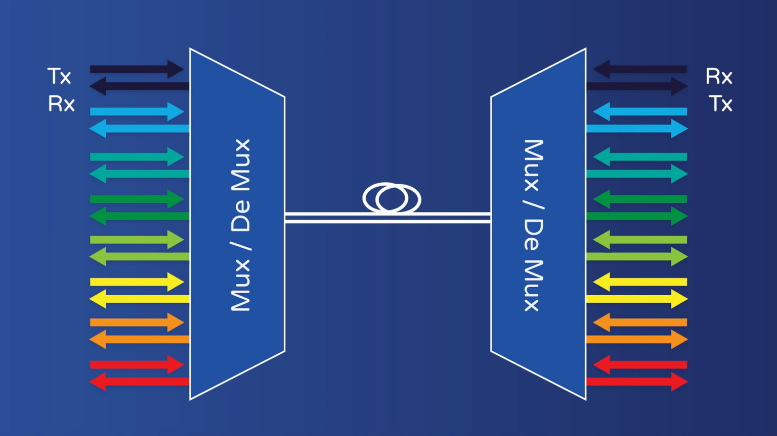Let's start off with the mux, which combines multiple optical signals into one medium. This saves space when sources are limited. On the other side, demux takes the multiplexed optical signals and extracts them into their separate components at the receiver.